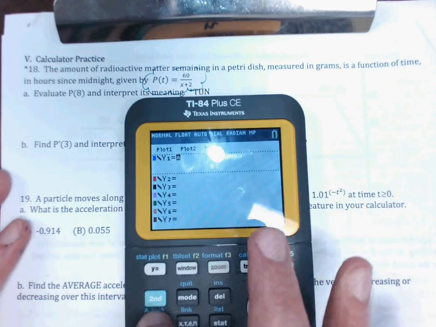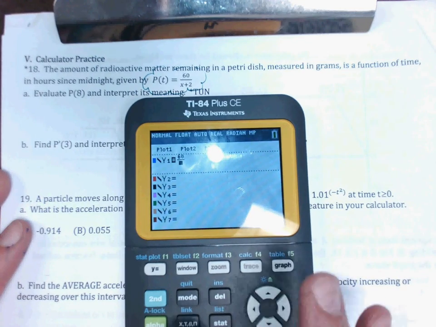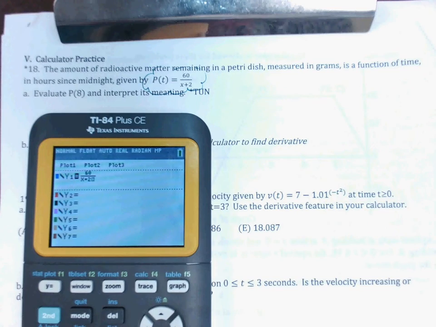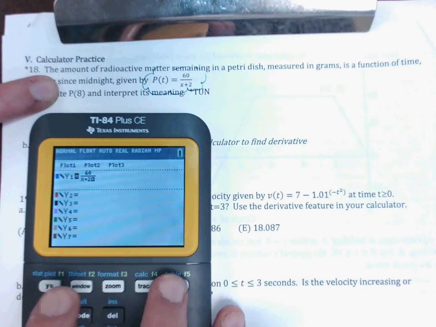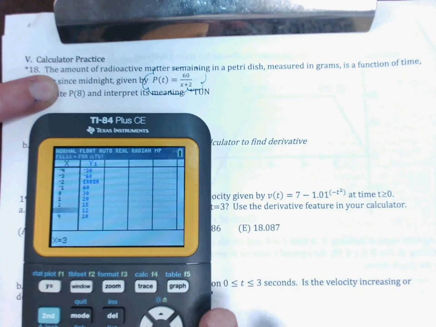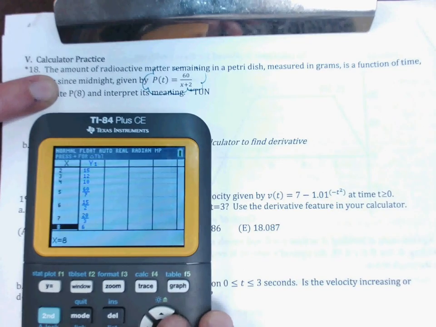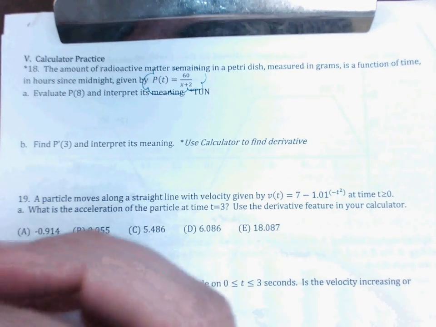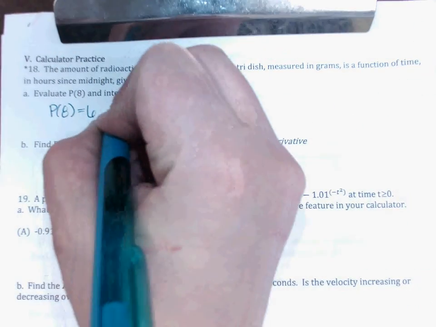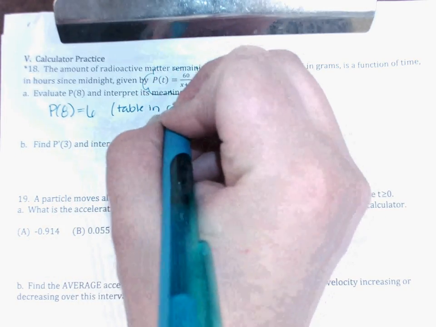Okay, so I'm going to do alpha y equals 60 divided by x plus 2. What does TUN mean? Time, units, noun. It's when you're interpreting the meaning, so we'll go over it. First thing it asks me to find is P of 8. Is that a derivative? No. Go into your table. 8 is 6, second graph. So table starts at 8?